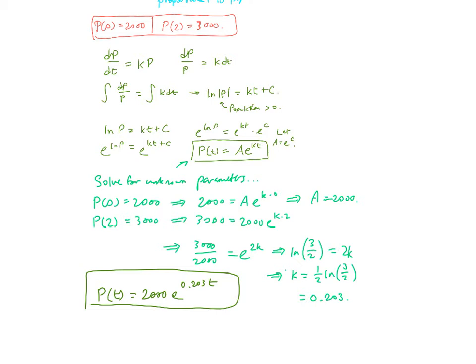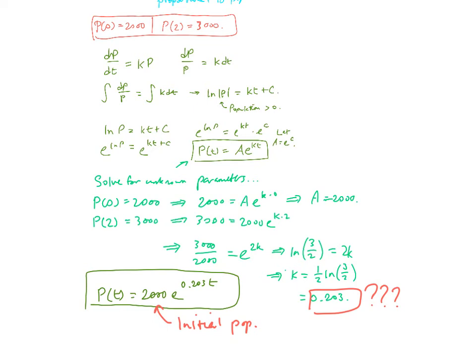Okay, I was actually going to wrap up there, but I just realized there's one more thing I want to mention, one more little insight that we can get out of all this work. Right now, that 2000 represents the initial population of rabbits, or whatever it is we're talking about. That is the population when t is 0. But what does this number mean? What insight can I get about 0.203?